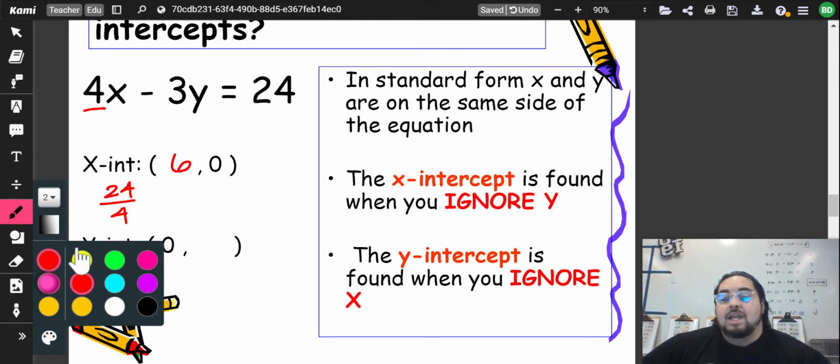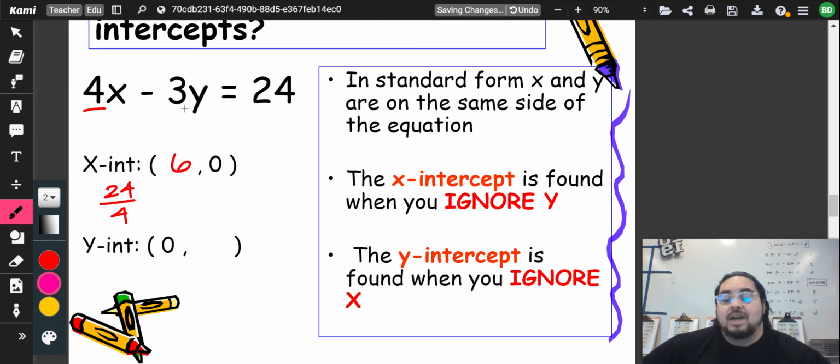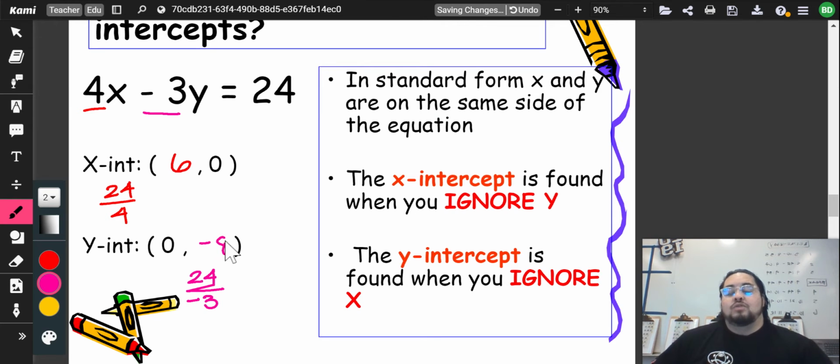Now for my y-intercept, I'm going to take 24 and divide that by, careful here, negative 3, not just 3, negative 3. So 24 divided by negative 3, and that's going to give us a value of negative 8. So again, to graph this, we would graph on the x-axis positive 6. On the y-axis, we would graph negative 8. We plot those 2 points, and then we connect them in order to graph.